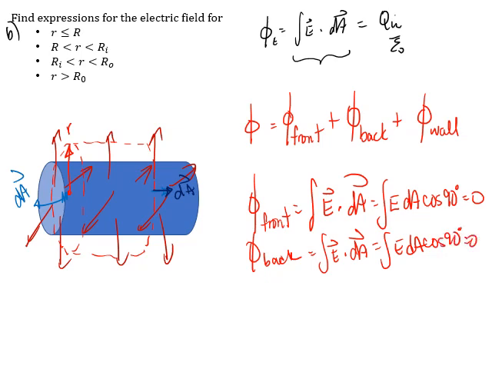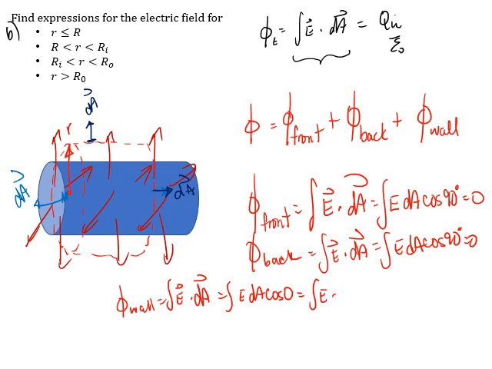Okay, we're left with the net electric flux through the wall of the cylinder. A little bit of dA on the wall of the cylinder is going to be radially outwards. Our electric field is radially outwards, so those two vectors are parallel. The net electric flux through the wall is the integral of E dot dA equals the integral of E times dA times cosine 0, which is equal to 1. The integral of E times dA.